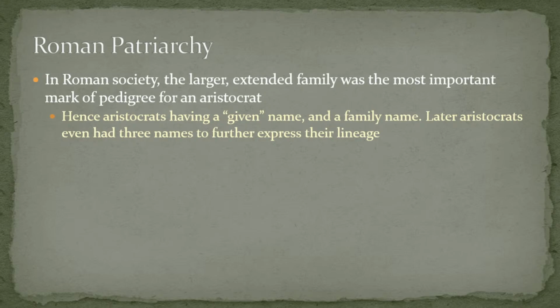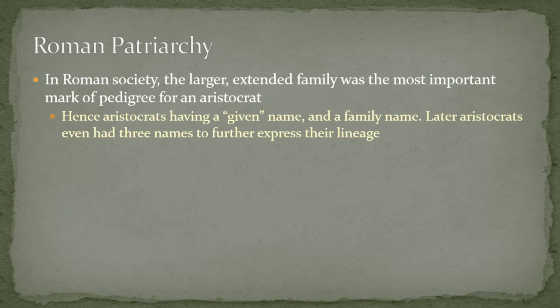So aristocrats had a given name, which is to say the name that you're given at birth, and a family name. So, the name of the family. So, for example, when we mentioned, I already forgot his first name. Is Horatius? Or, was not Horatio. Horatius Cocles. Yeah, Cocles was his family name.